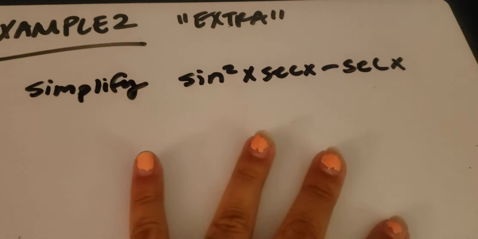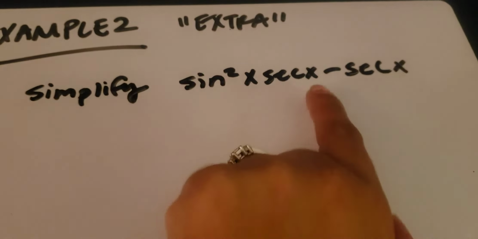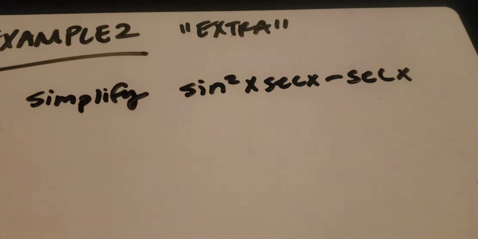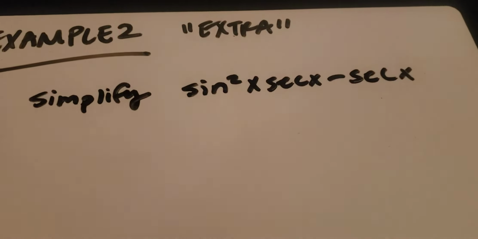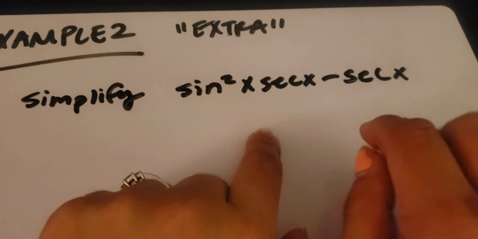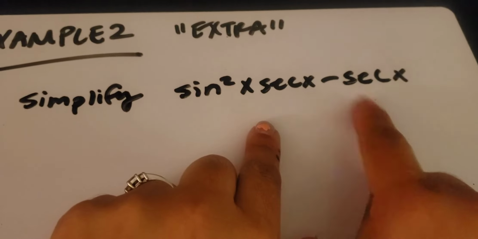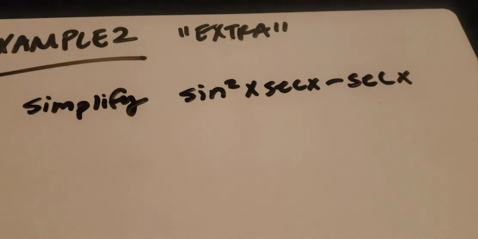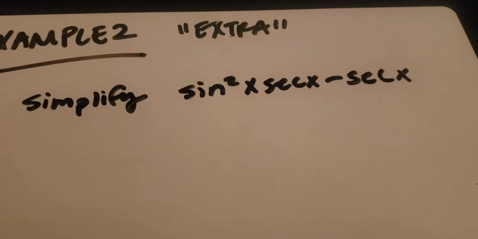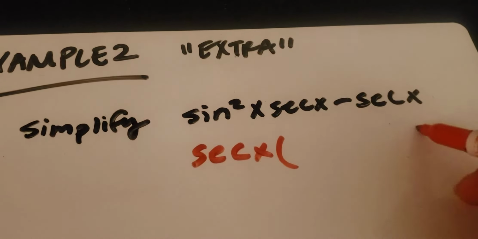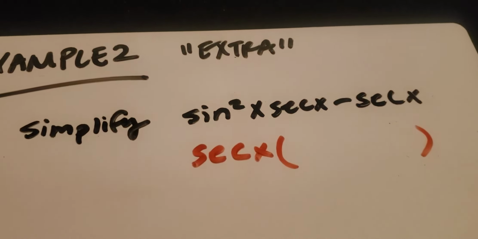Okay, so when I look at this, sine squared of x times secant of x minus secant of x, I consider this a binomial because it's separated by a minus. So right off the bat, I think I can factor out a secant of x. Now, to simplify, you are going to be using the identities again on page 350, or if you decided to rewrite them on an index card.